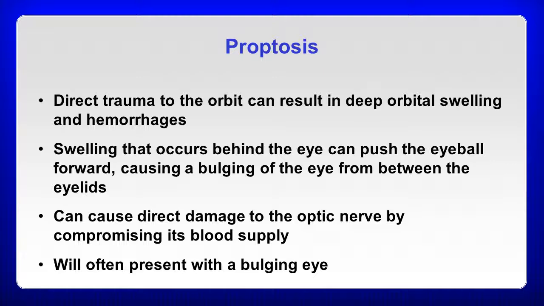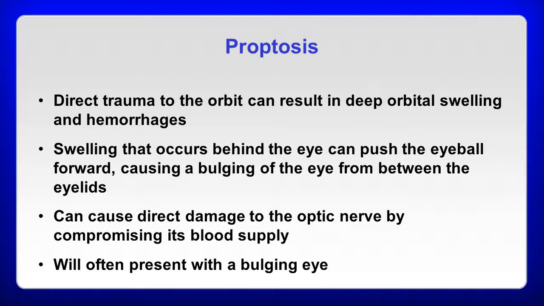Proptosis is direct trauma to the orbit that results in deep orbital swelling and hemorrhages. What could happen with this is it can actually cause the eye to be pushed forward. It can cause the globe to get displaced and bulge forward. The issue with this is it can cause direct trauma to the optic nerve, because the swelling and the actual pushing forward of the globe compromises the blood supply to the optic nerve.